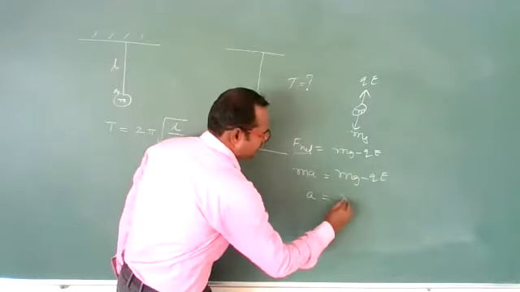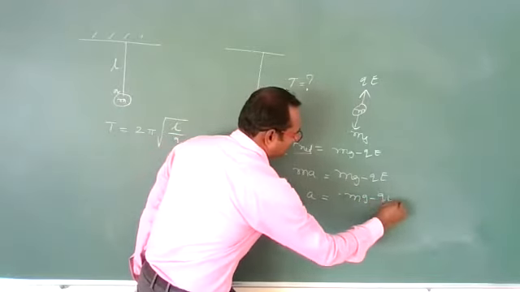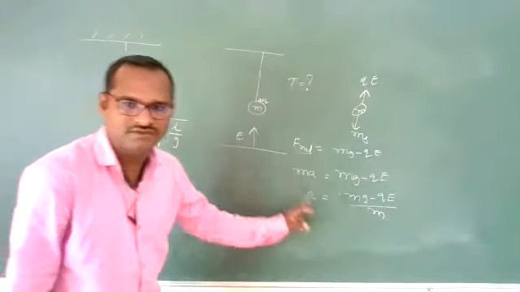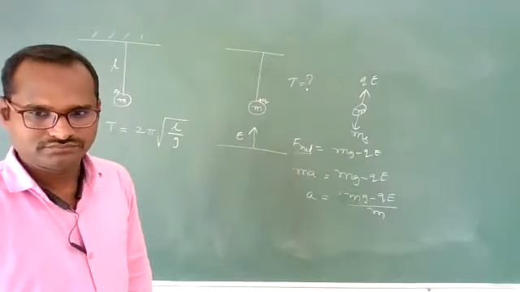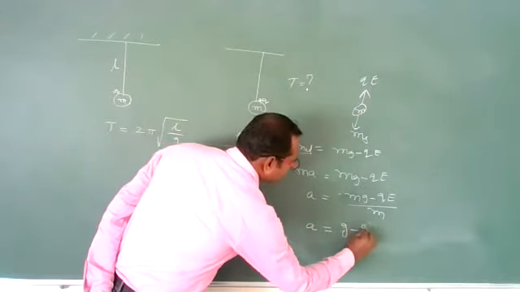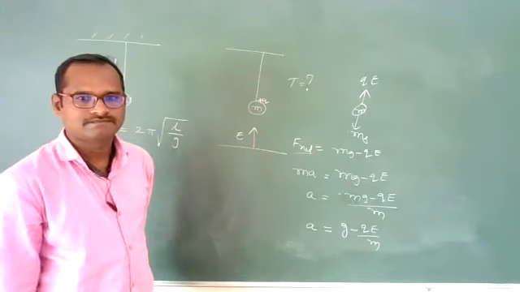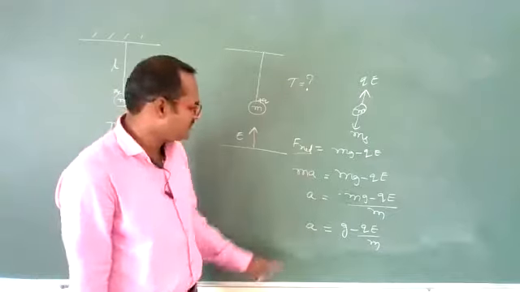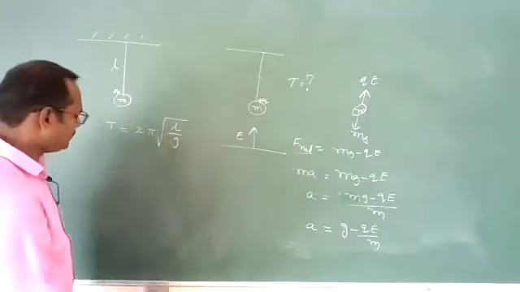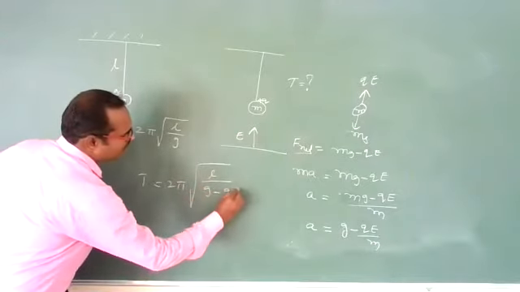Then a can be written as mg minus qE divided by m. Yes, this mass will come down. So this acceleration can be written as a equals g minus qE by m. Place this net acceleration in the time period formula and you will get the new time period: T equals 2 pi root L by (g minus qE by m).